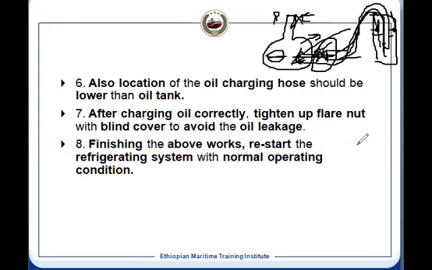Yes, thank you. So now suppose we want to change the oil. Then what do we do? In that case, what do we do?